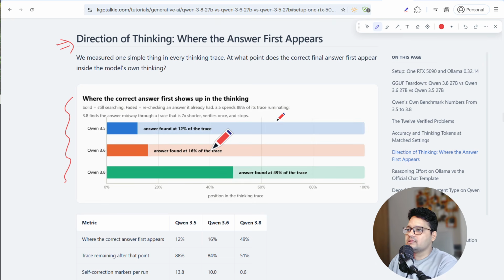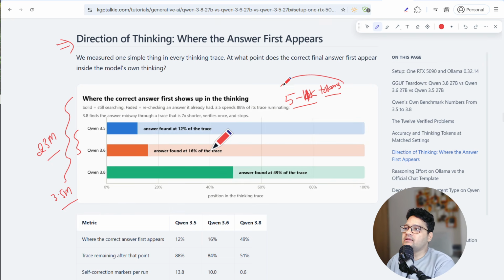Similarly, you will notice here, Qwen 3.8, we have already seen, was taking only 3.5 minutes. They were taking like 23 minutes. So it was huge. Now the question is why they were taking this much time? We already knew that they were taking time because their total reasoning tokens were like 5 to 10k, and I guess it was 14k, probably more than that. So 5 to 14k tokens. This was huge. Now the question is why they were taking so many tokens?